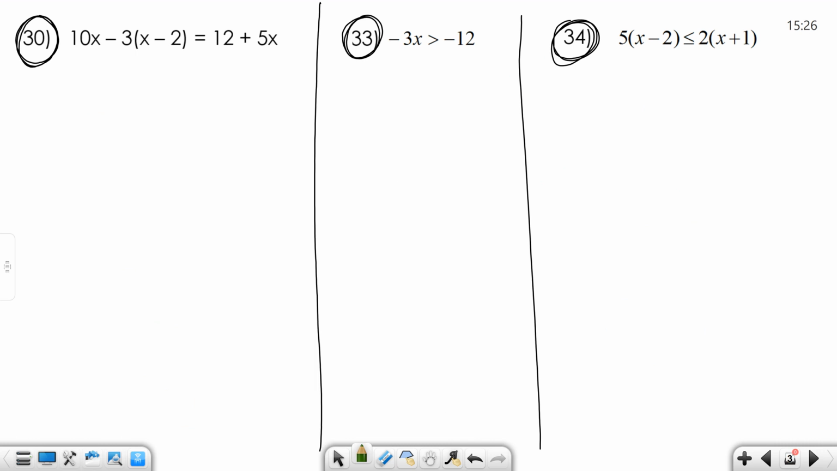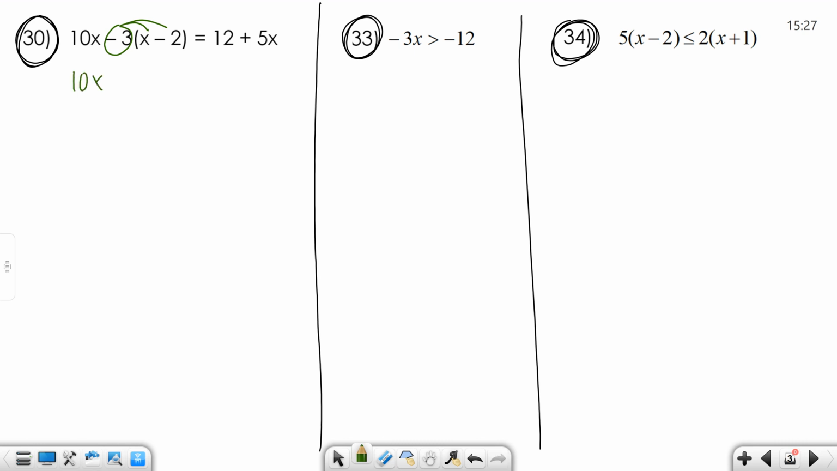10x minus 3 times (x minus 2) equals 12 plus 5x. So let's see, we're going to distribute this. We're going to simplify both sides. This side's already simplified, but we need to simplify this side before we start moving stuff from one side to the other. Okay? Once you get really familiar with the rules, if you want to change that order up, that's fine. But right now, we're going to simplify both sides completely, then determine what we're going to move from one side to the other after we simplify.